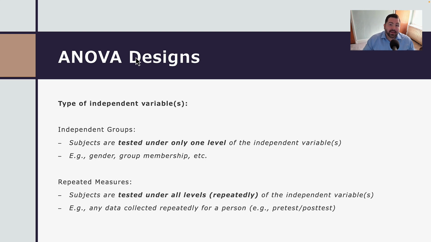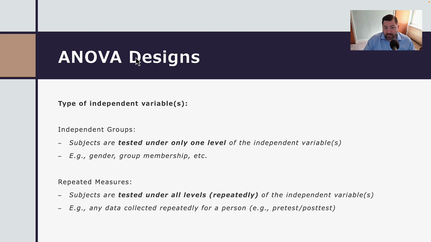And so if we have one independent variable and the people are only tested under one of the three or more possible levels for that independent variable, then a one-way independent groups analysis of the variance is the appropriate statistical procedure in that situation.